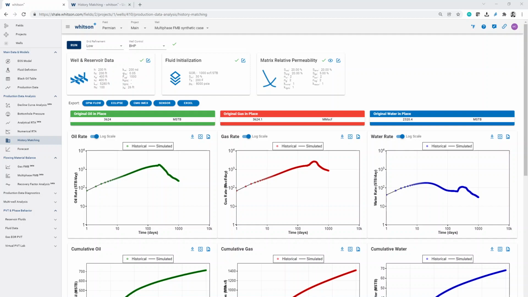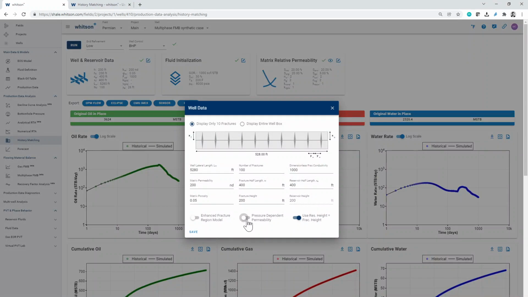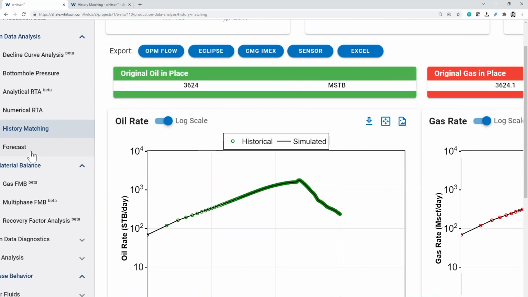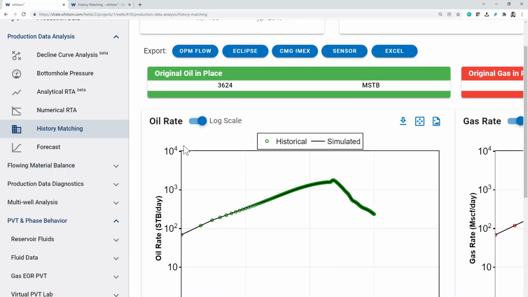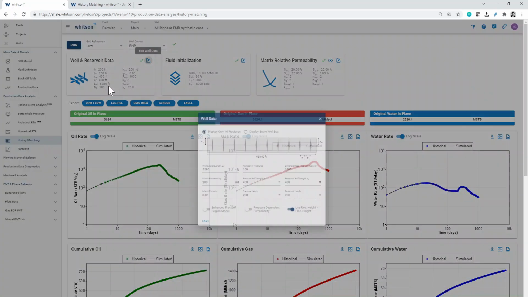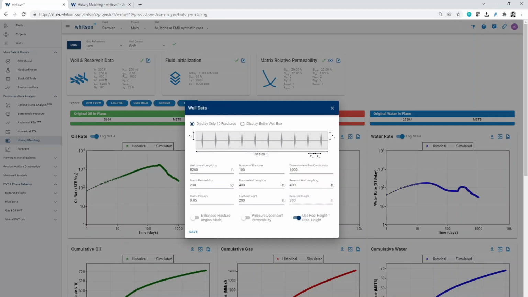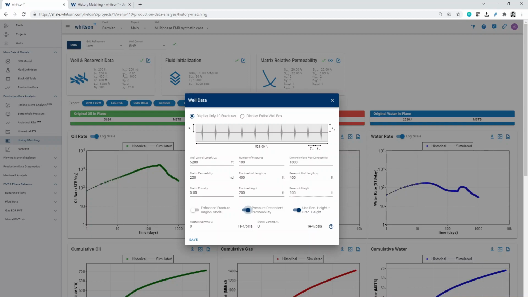Some new functionality that's added into the numerical model of Whitson Plus is to add so-called pressure-dependent permeabilities. To do that, you need to go into the history matching module. You need to open the well and reservoir related data, and you need to toggle on this pressure-dependent permeability.